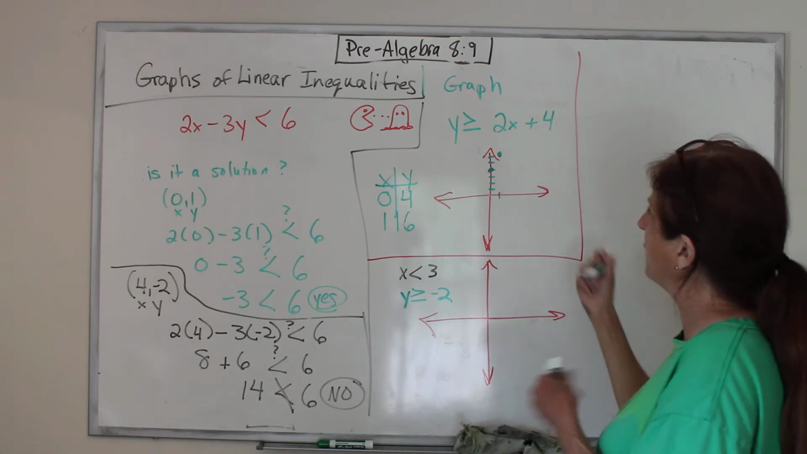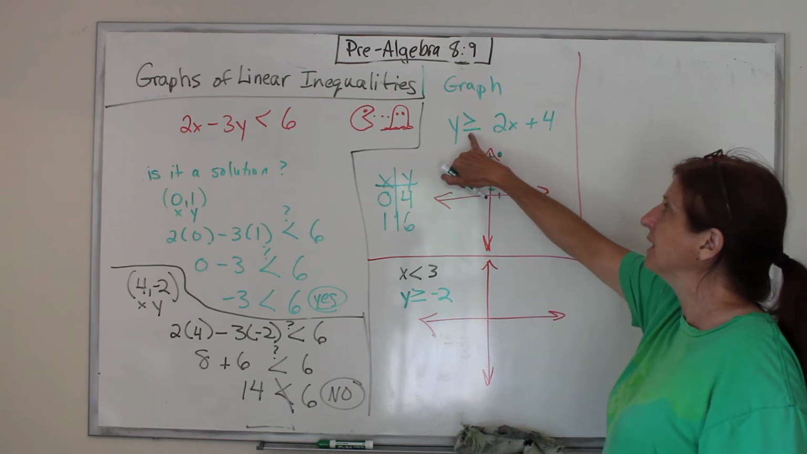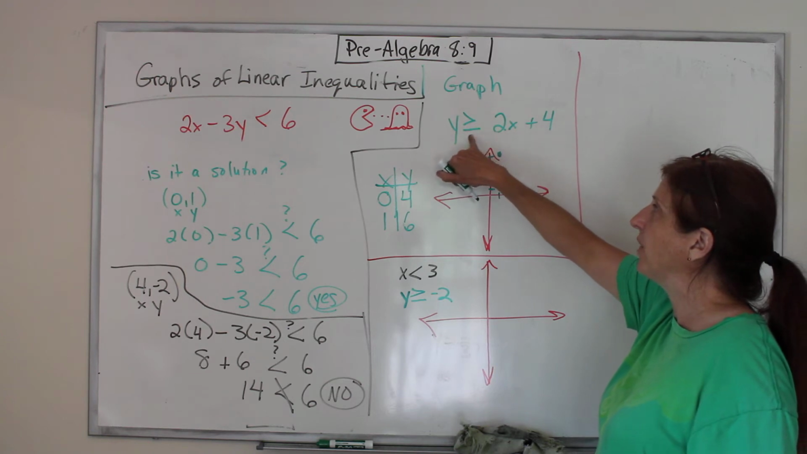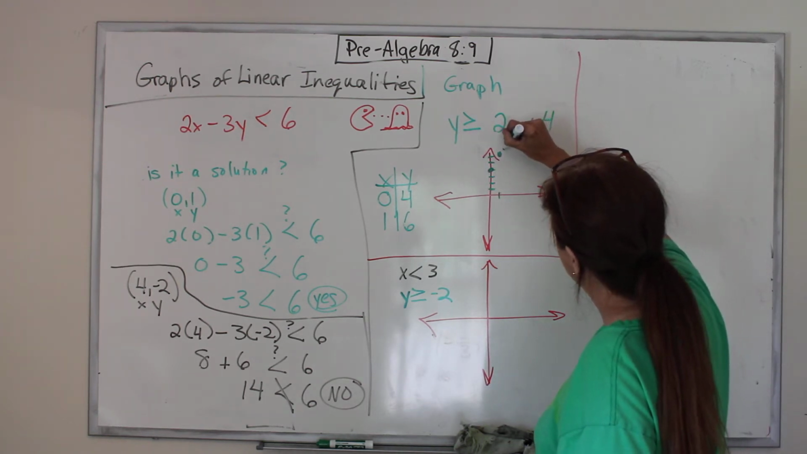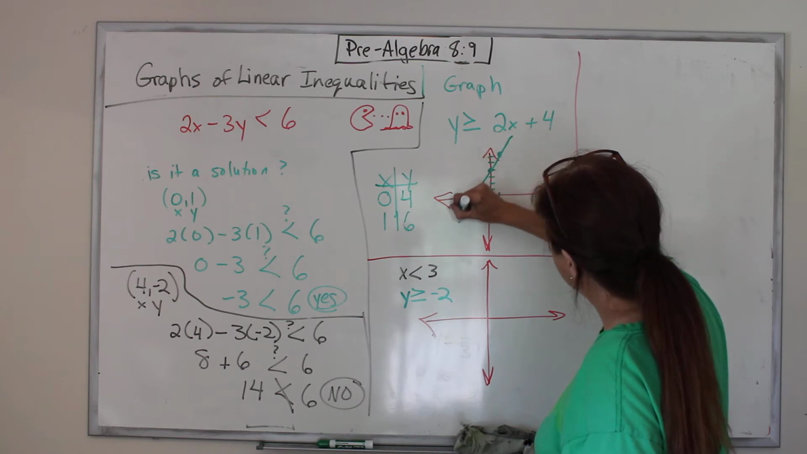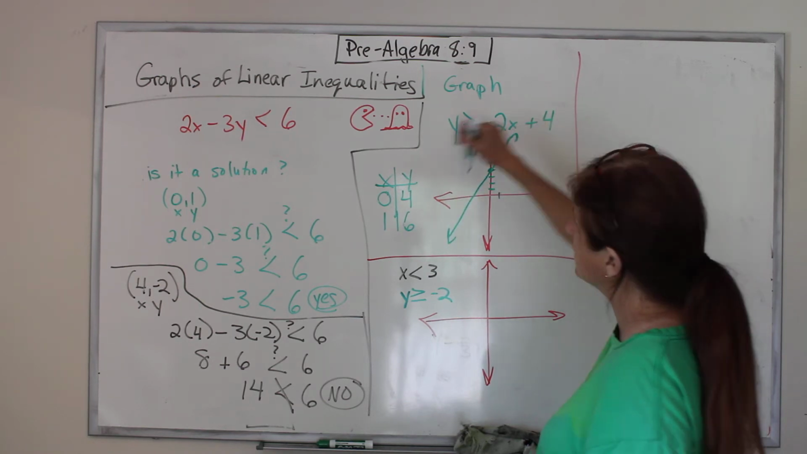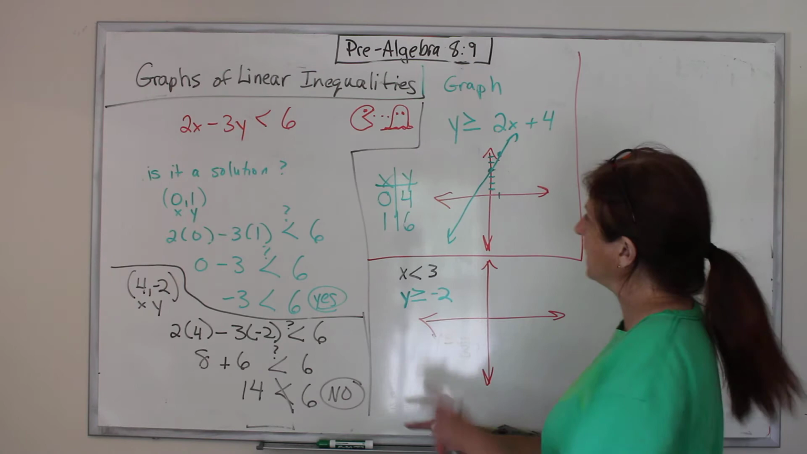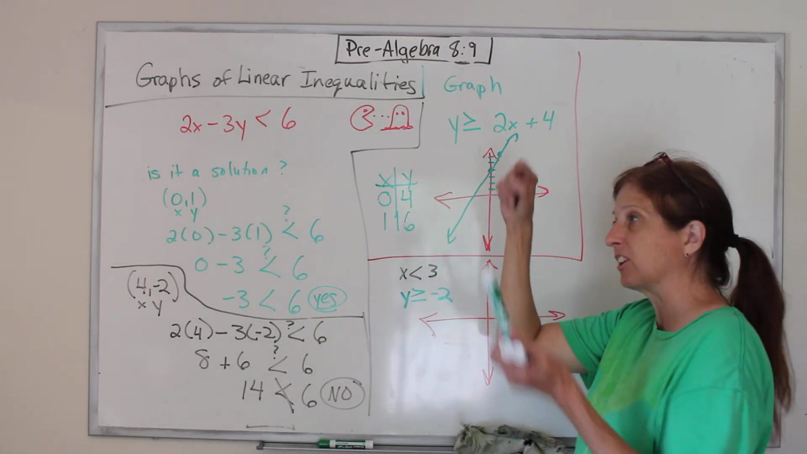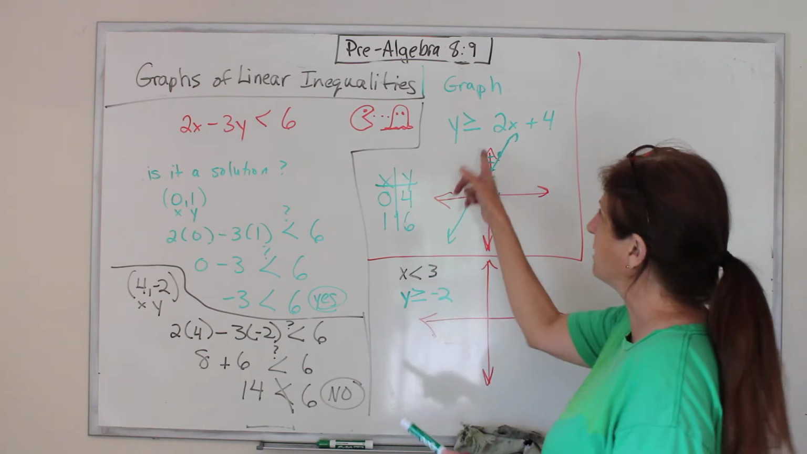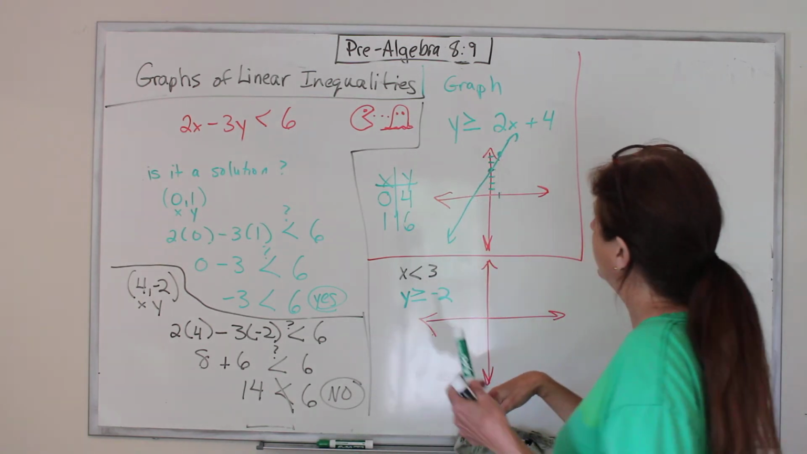And now I draw my line. Because it is greater than or equal to, because of that line underneath, I draw a solid line. If it had been just greater than or less than, I draw a dotted line. And you know what? I always forget, and then I have to go erase, and it's a big old pain. So do it right the first time, save yourself a headache.